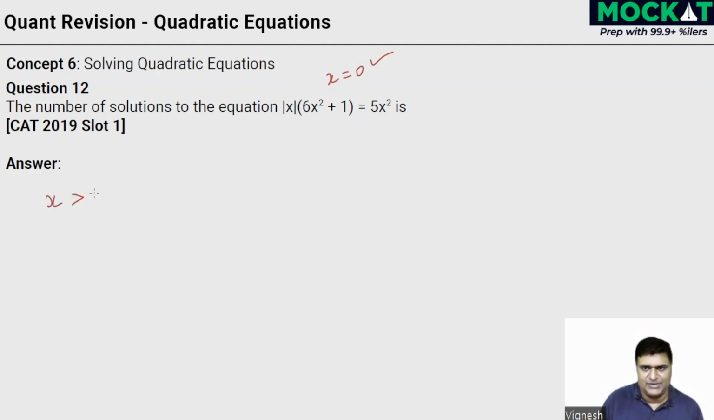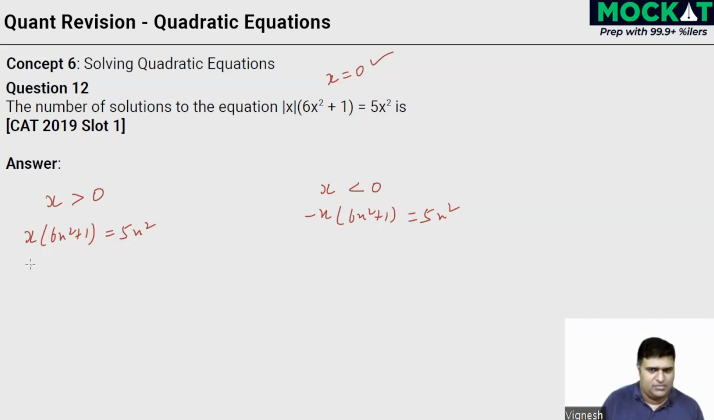Two scenarios. x is greater than 0, right? Then what is that going to become? That is going to be x itself. x into 6x square plus 1 equals 5x square. Now, if x is going to be less than 0, then it's going to come up as minus x into 6x square plus 1 equals 5x square, right? Two scenarios. Now, given that I've identified x equals 0, I can cancel out an x on both sides, right?